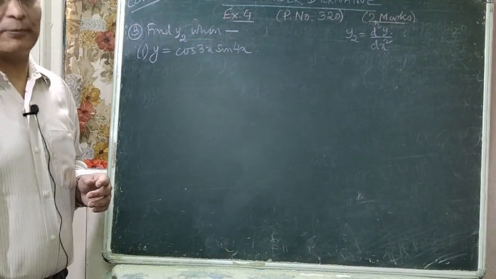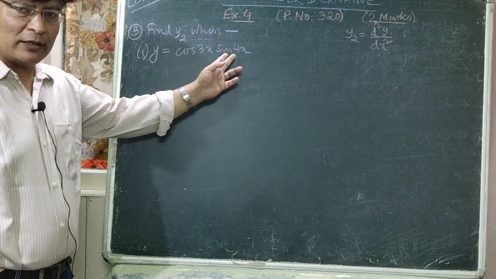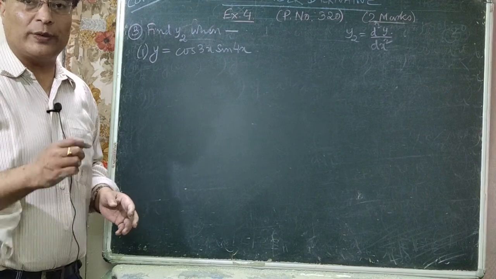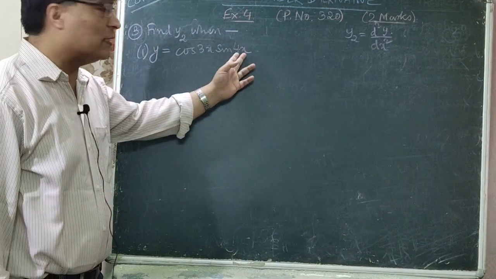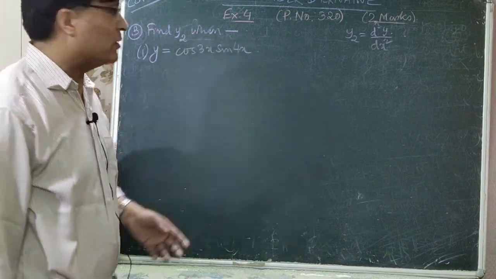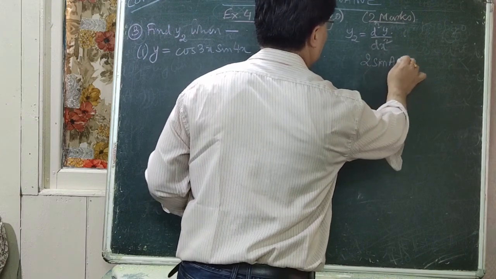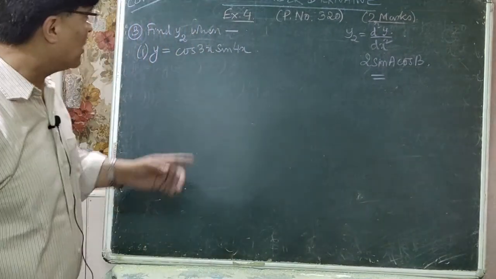that is from the chapter transformation of products and sums. Since this is the form, take the greater angle as A and the smaller angle as B. This is sin A cos B, so we need 2 out here: 2 sin A cos B. The greater angle is 4x, take it as A. The smaller angle is 3x, take it as B. So it is in the form 2 sin A cos B. You should know the formula of 2 sin A cos B.